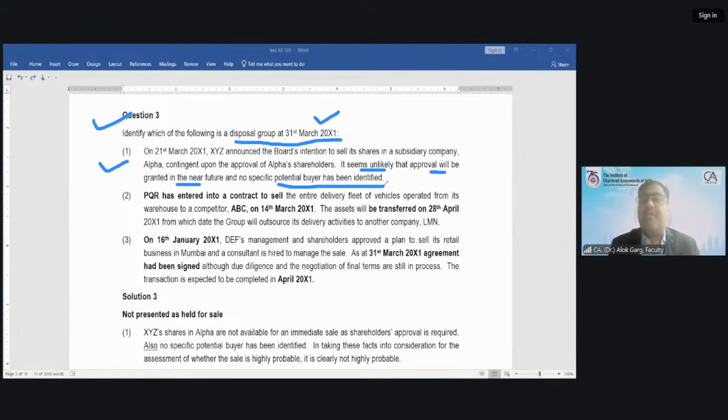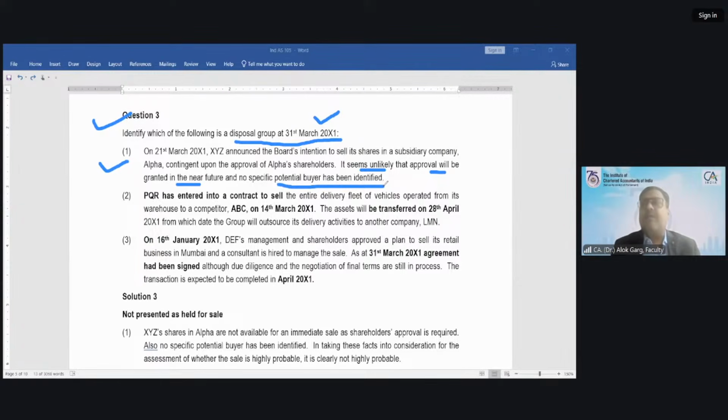Whether it will be classified as held for sale? No, sir. There should be an immediate sale in the present condition, and the sale must be highly probable. In this case, that approval is not there. It is unlikely that approval will be granted in the near future, and also no specific potential buyer has been identified. There are five conditions, out of which one condition is that a specific potential buyer has to be identified.